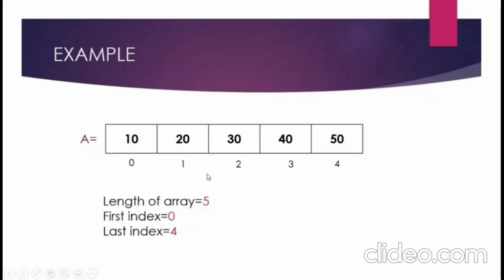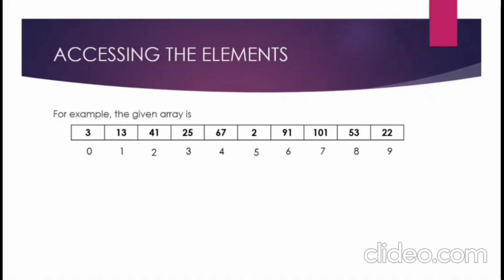Now, what if we want to access a single element? So let's see how to access the elements. This is our given array. Now if we want to access the first element, so we'll write ARR of 0, which will give us the number 3. Now if we want to access the fifth element, which is 1, 2, 3, 4, 5, 67. But the index here is 4, so we'll write ARR of 4, which will give us 67. Now if we want to access the seventh element, so the index would be 6, ARR of 6, which gives us 91. And if we want to access the last element, which is ARR of 9, that gives us 22.